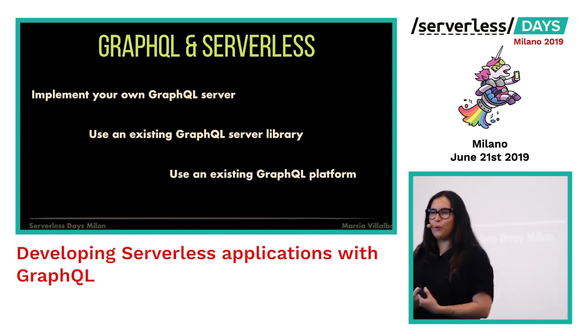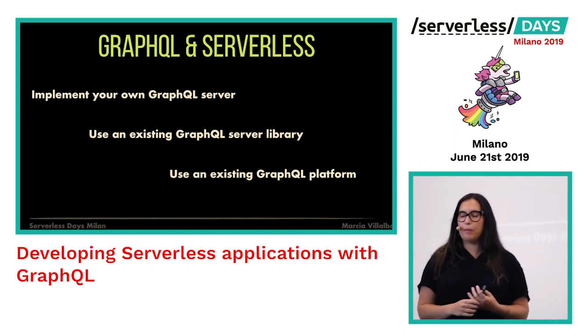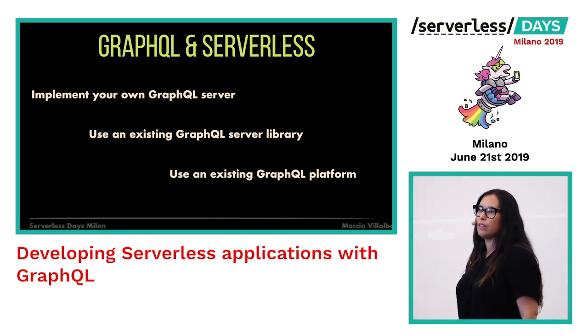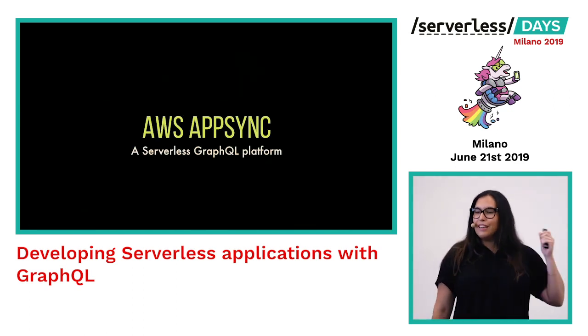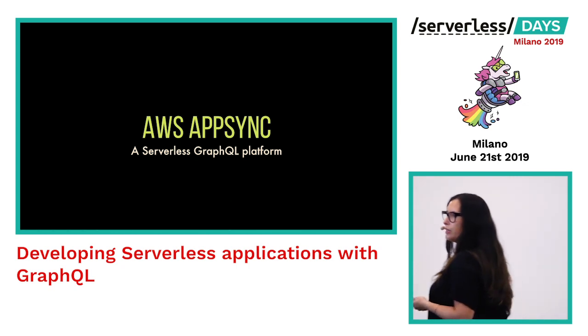Luckily, now there is a new way to do a GraphQL implementation, which is letting somebody else implement it for you, and then you just write the schema and the resolvers, and that's it. So that's what I will be talking about today, because I only have 10 minutes. I will be talking about AppSync, the managed GraphQL platform by AWS.